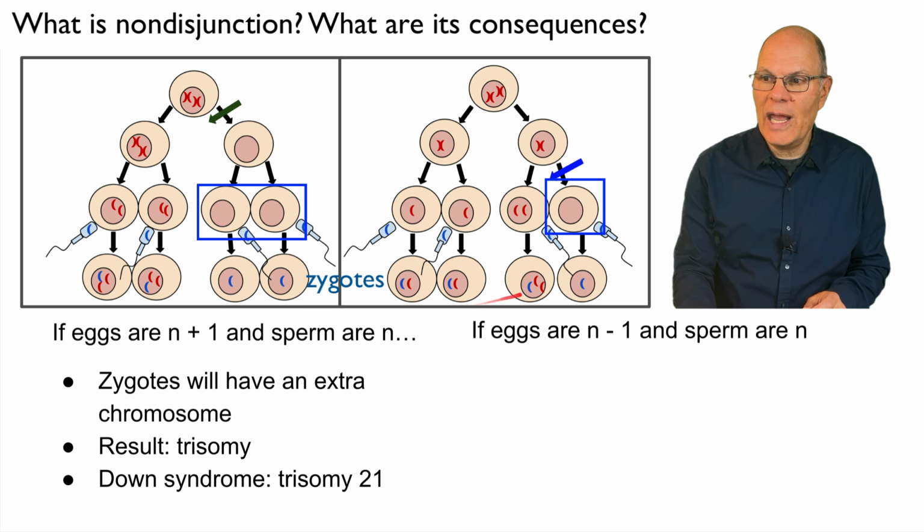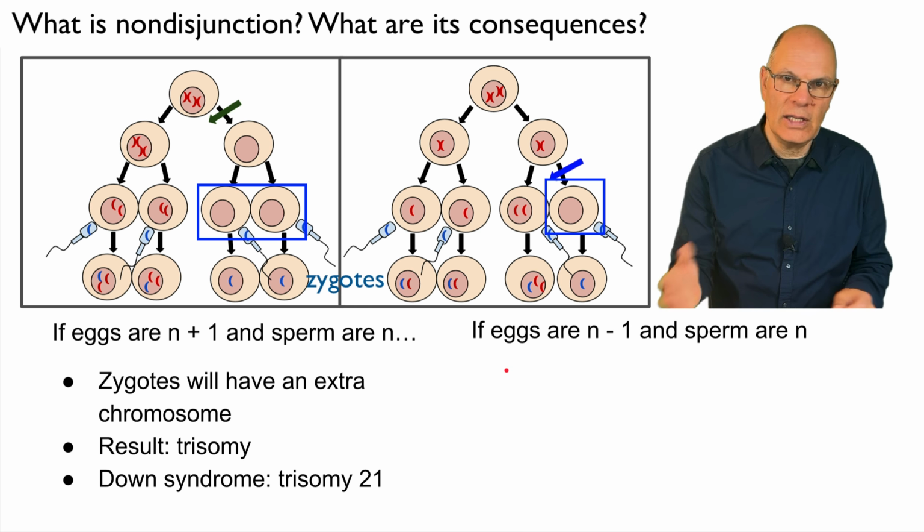If the eggs are N minus 1, like over here or over here, and the sperm again are carrying a normal number of chromosomes, so that's not necessarily the case.